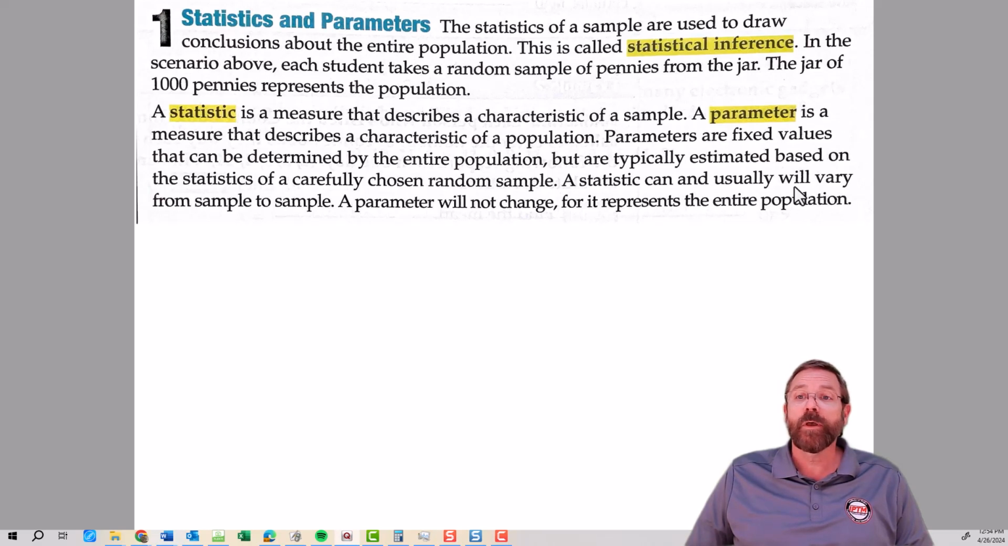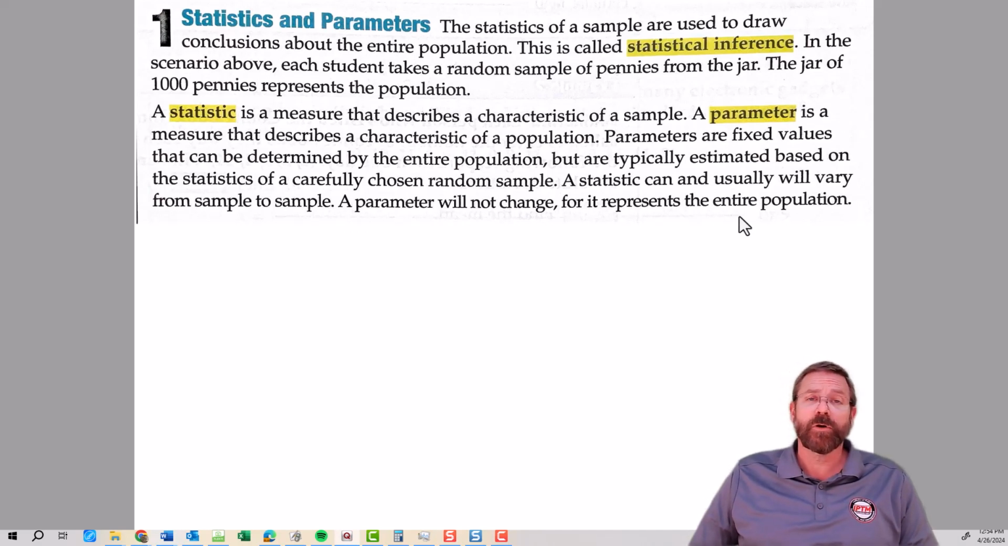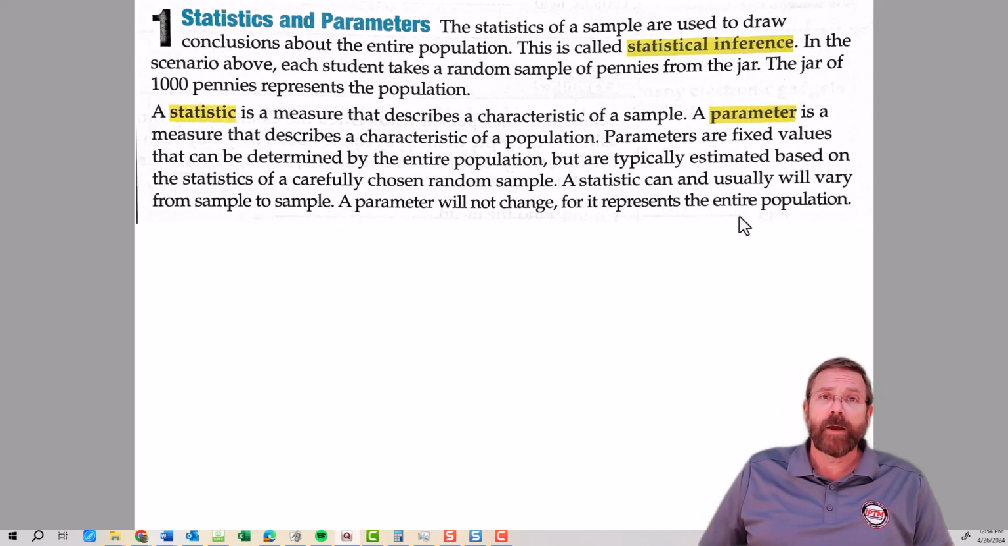A statistic can and usually will vary from sample to sample. The parameter, however, will not change, for it represents the entire population. Are you confused yet? I understand why.